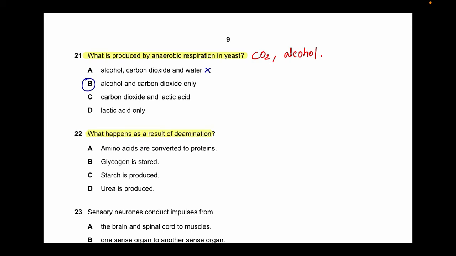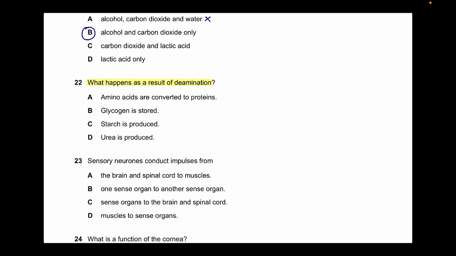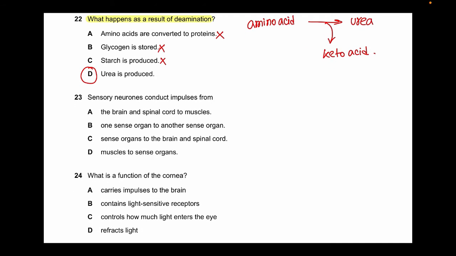What happens as a result of deamination? Deamination is the process by which proteins or amino acids are converted to urea and a keto acid is released. So this is basically deamination, where amino acids are broken down. Amino acids are not converted into protein in deamination. Glycogen is stored, that is not deamination. Starch is produced, not deamination. Yes, urea is produced in deamination. So option D is correct.